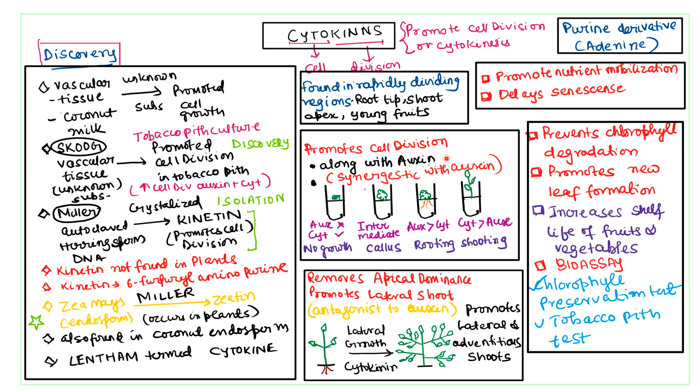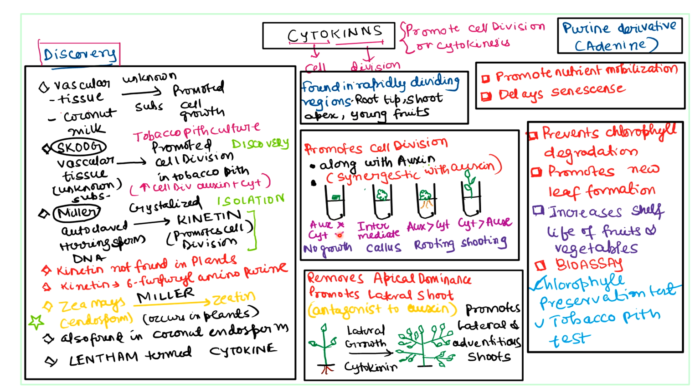Now, what is the physiological role of it? Cytokinins promote cell division along with auxin. So they act synergistically with auxin and promote cell division. Now, typically they are used in tissue culture experiments. Let's see how. We know tissue culture will take a part of the plant, and we will allow it to culture in a solid medium. So this is the agar or the solid medium.